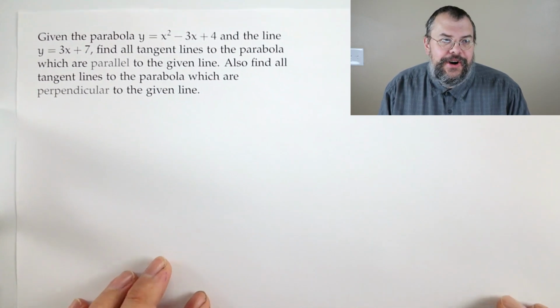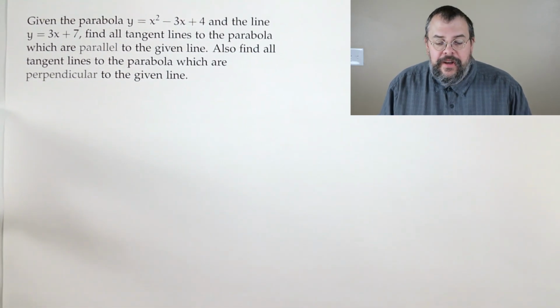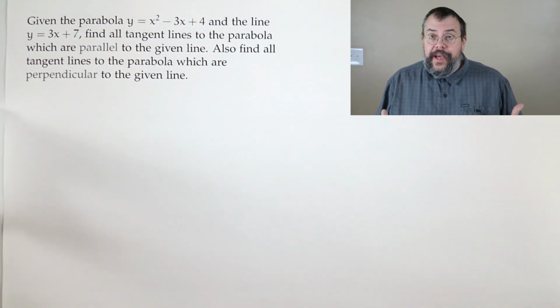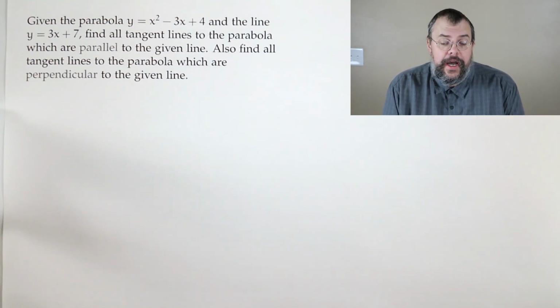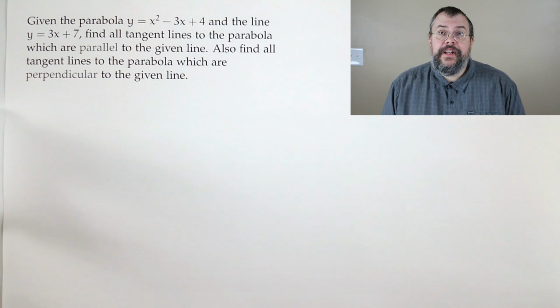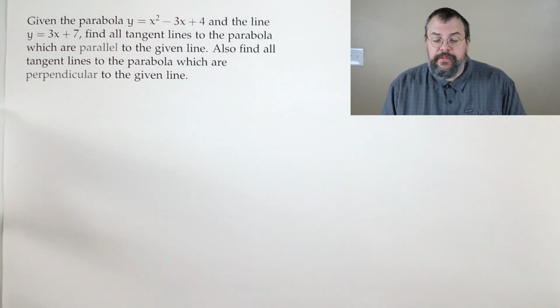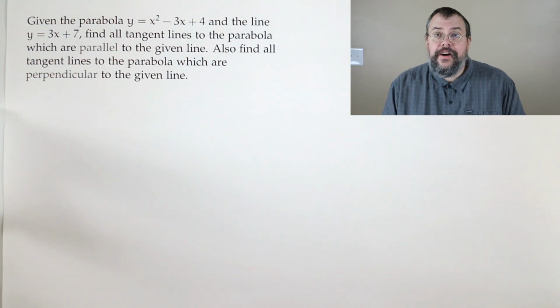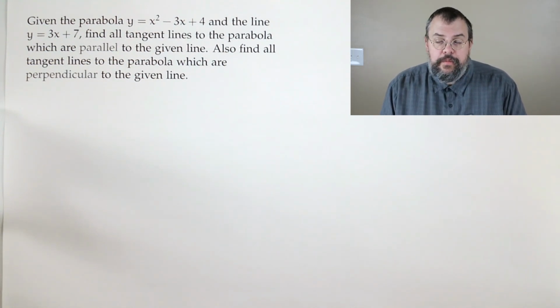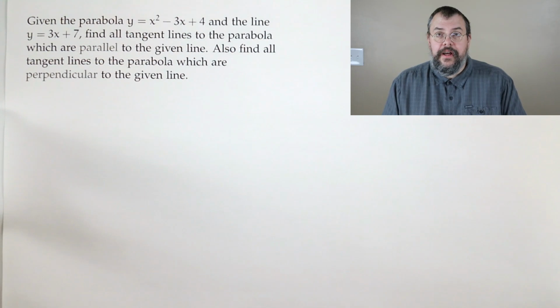All right, let's do one more for this round. So we're given the parabola y equals x squared minus 3x plus 4, and we're given a line y equals 3x plus 7. We want to find all tangent lines to the parabola which are parallel to the given line, and also find all tangent lines which are perpendicular to the given line.